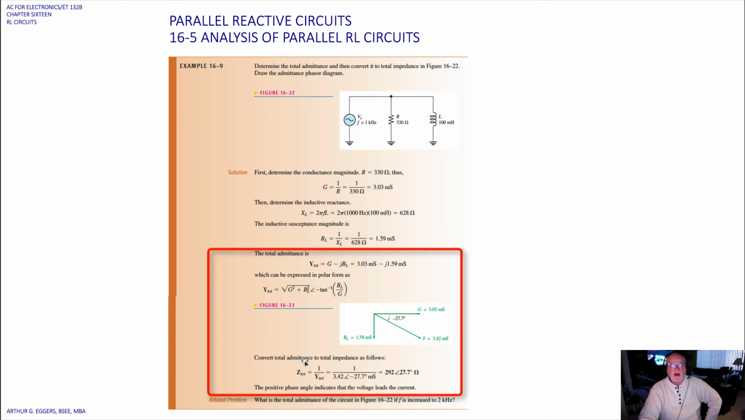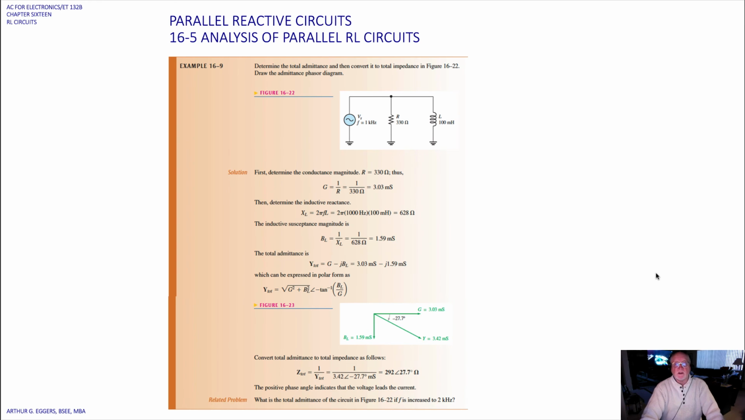Converting the total admittance to the total impedance then is as follows: 1 over Y total, admittance total, then 1 over 3.42 at an angle of minus 27.7 millisiemens gives us an impedance then of 292 at an angle of 27.7 ohms.